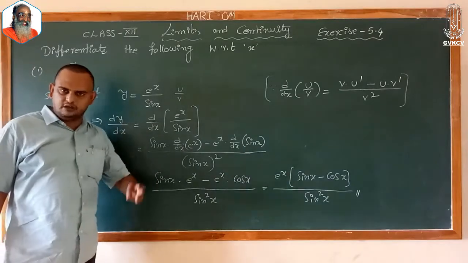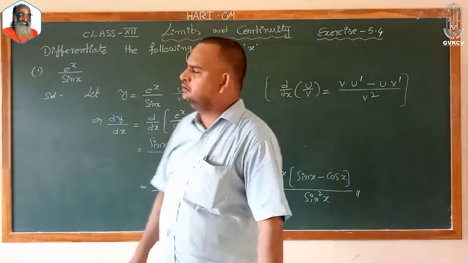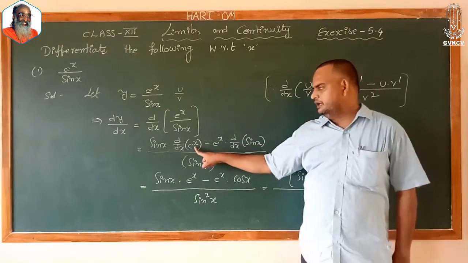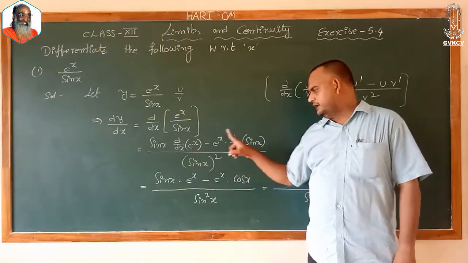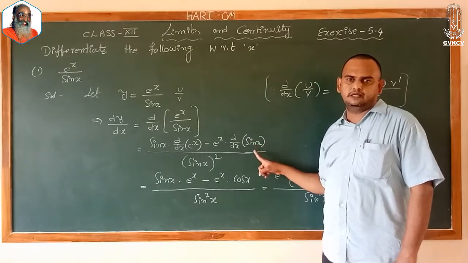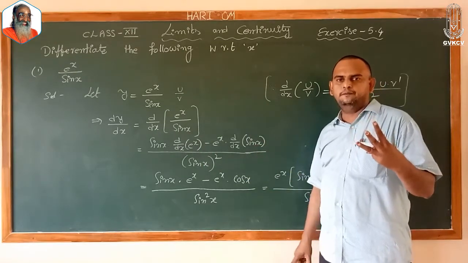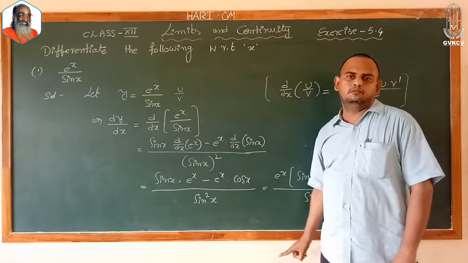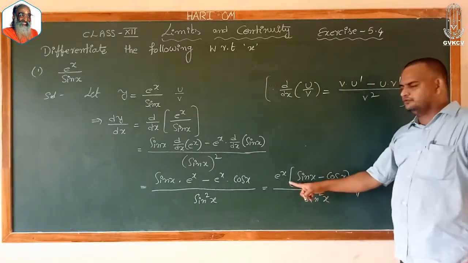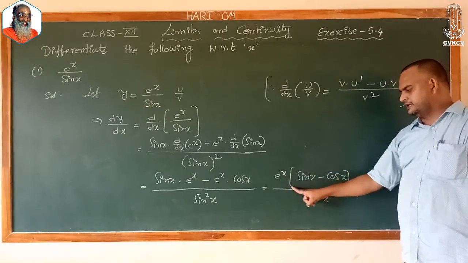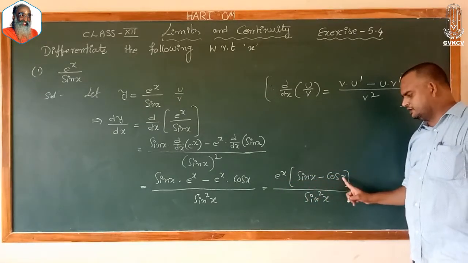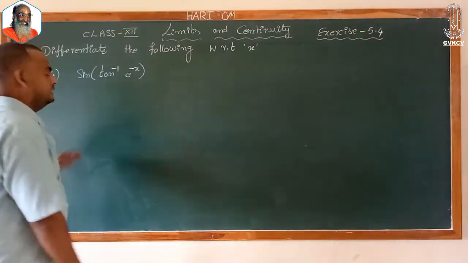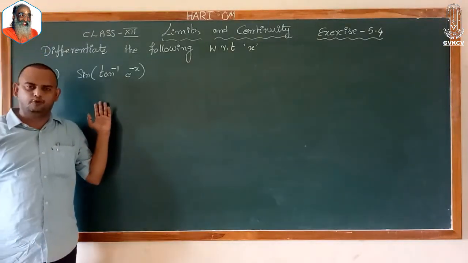Here we are applying a total of three formulae. One is the u by v rule. Next, the derivative of e^x. Next, the derivative of sin x. These are the three formulae we are applying to solve this problem. This is the differentiation of the given function: e^x (sin x minus cos x) by sin squared x. Let us come to problem number 4.